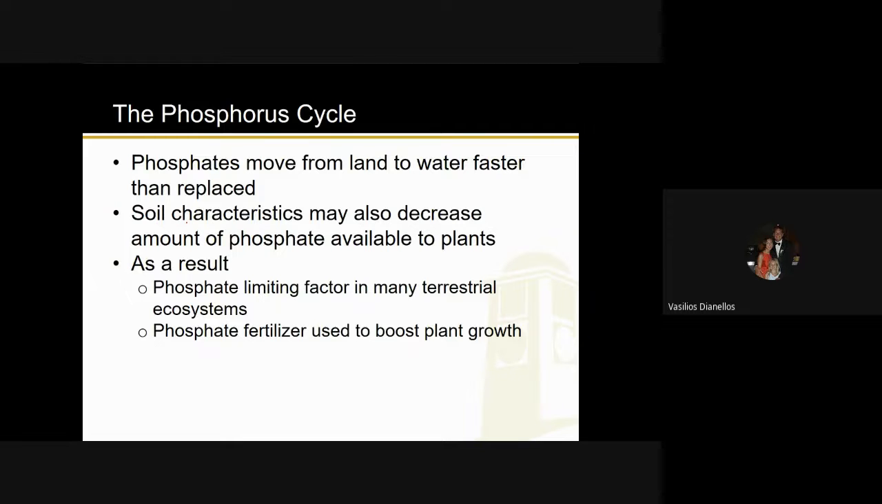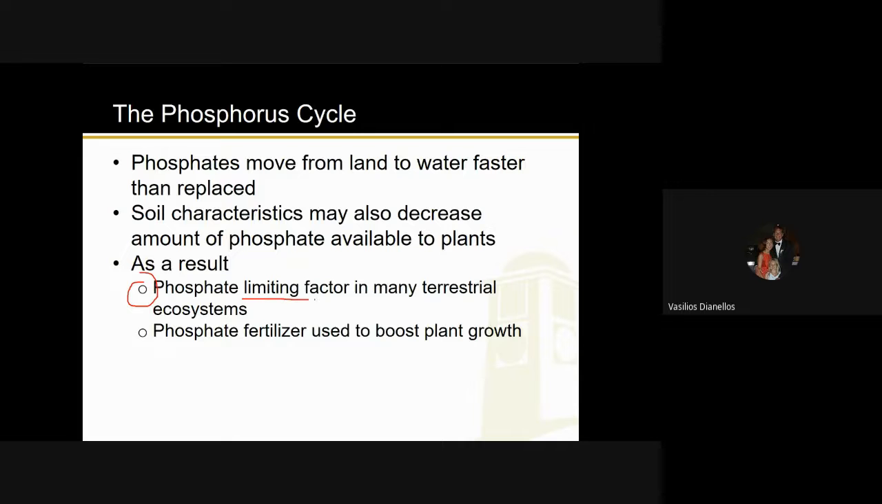I've already talked about why phosphorus is important. Another reason it's important that your book points out is that phosphate is a limiting factor in many terrestrial ecosystems, meaning if you're looking at plants growing, usually they have plenty of water, plenty of sunshine, plenty of carbon dioxide, all the stuff that you need. The one thing they don't usually have enough of is the phosphate. And to remind you, that's what a limiting factor is.